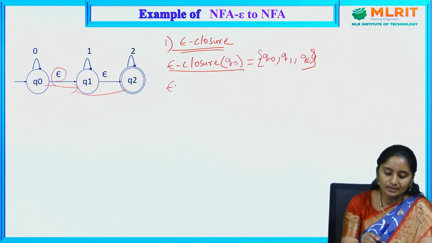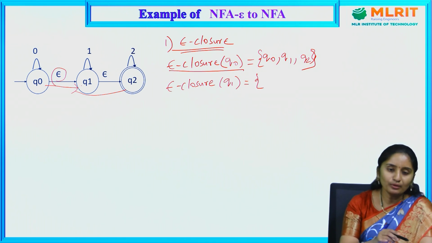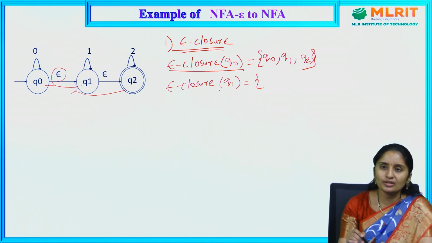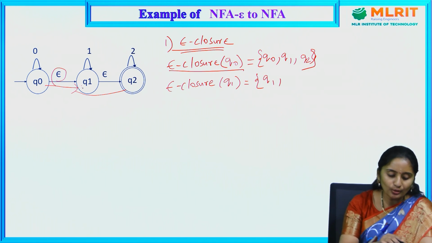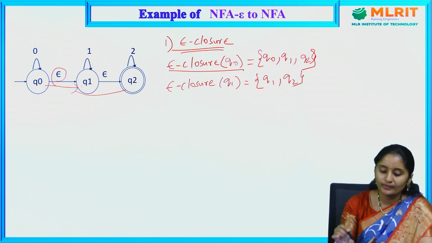The next one is the epsilon closure of Q1. So what is the epsilon closure of Q1? I told you that for every state whose epsilon closure we find, the state itself has the epsilon. So Q1 itself has the epsilon, Q1. And from Q1, are there any epsilon moves? Yes, from Q1 to Q2 there is an epsilon move, Q2. So the epsilon closure of Q1 is Q1, Q2.